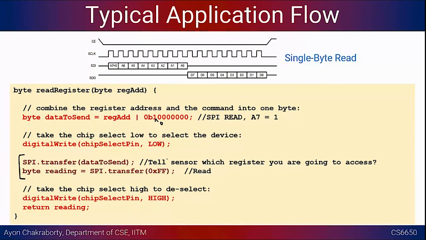So what we will do here is, the first part is still the same: SPI.transfer data to send. This is going to send the address, and this has already told the sensing device whether you want to do a read operation or a write operation. Depending on the configuration or the manual of the sensor, you already know what bit configuration is needed if you want to read something from the sensor.